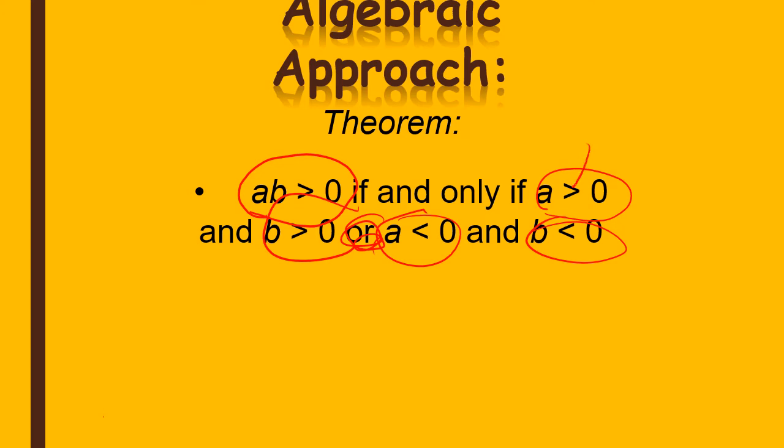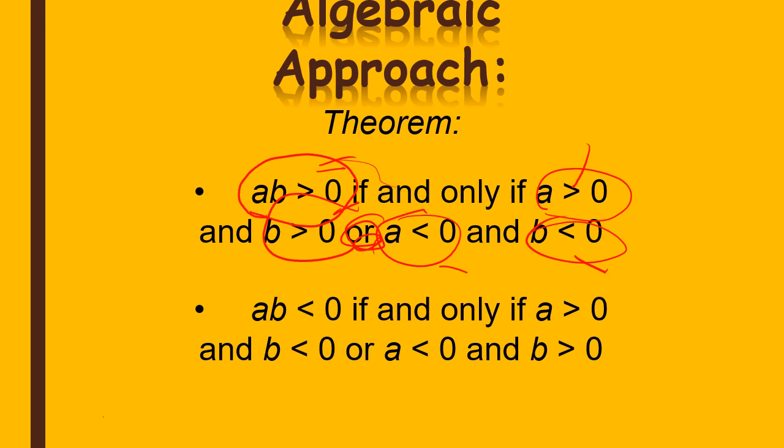So positive multiplied with positive will be positive. Negative multiplied with negative will be positive. This is the theorem we will use. And then the next step is a and b. A multiplied with b will be less than 0, negative, if and only if a more than 0, b less than 0. Or a less than 0, b more than 0. So one of it is positive, one of it is negative. Okay, we should know this theorem.